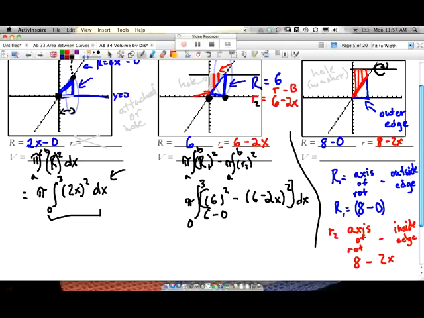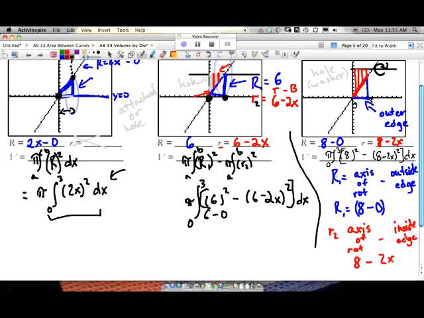So what's the overall integral? If we work this out, we're going to be doing the integral again with the same limits, going from 0 to 3. We multiply by pi, and then in here we have our big R squared minus our little r squared, dx. So we would have 8 squared minus the quantity 8 minus 2x, squared.